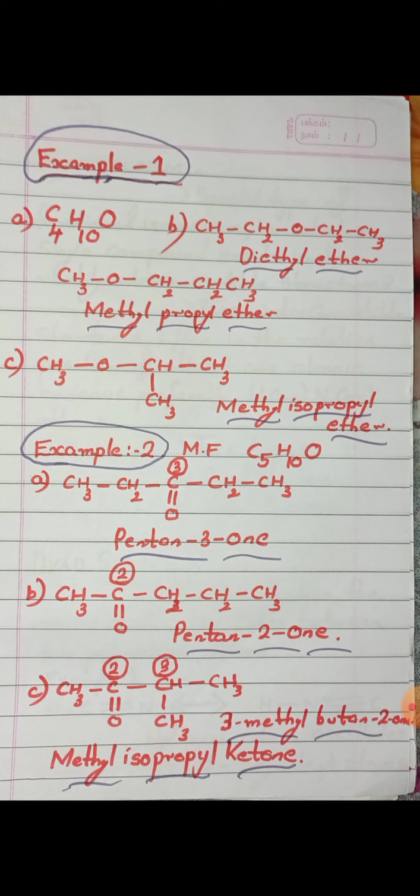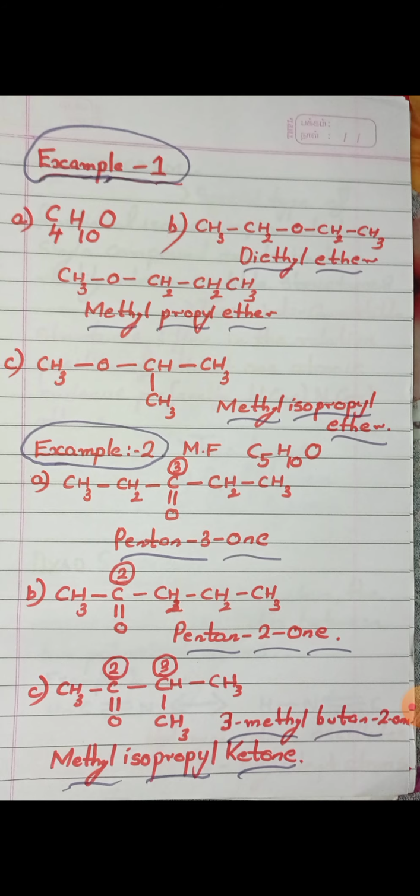There is another possibility too, a methyl group on one side and an isopropyl group on the other side, that is CH3O, CH bonded to the chain ending with another methyl group, that is methyl isopropyl ether.